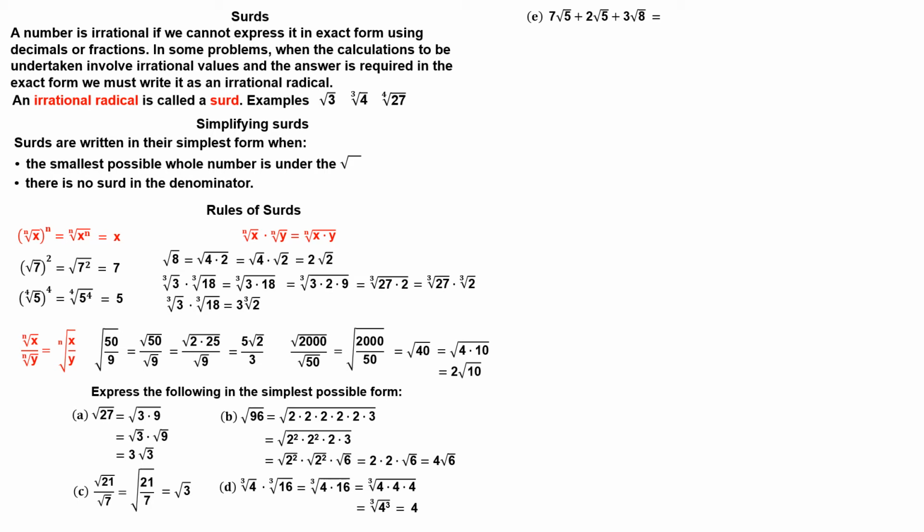7 square root of 5 plus 2 square root of 5 plus 3 square root of 8 is the same as 7x plus 2x plus 3y. We can only add like terms, so this expression is 9x plus 3y. Therefore, 7 square root of 5 plus 2 square root of 5 plus 3 square root of 8 is equal to 9 square root of 5 plus 3 square root of 8.